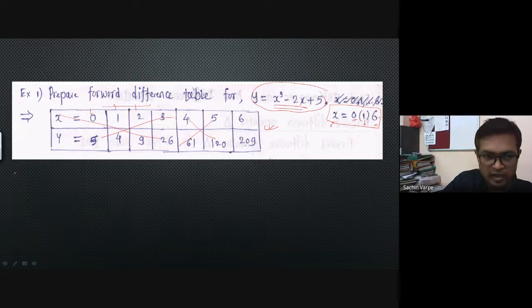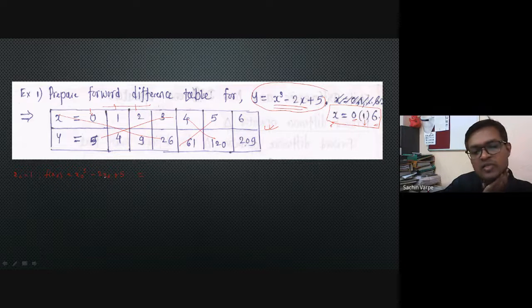So x naught is given to be 1, right? So what is f of x naught? f of x naught is x naught cube minus 2x naught plus 5. So substitute x naught is equal to 1 there. So 1 minus 2 plus 5. So 1 minus 2 is minus 1 plus 5 is 4. So that is why y naught is 4. Is this clear?